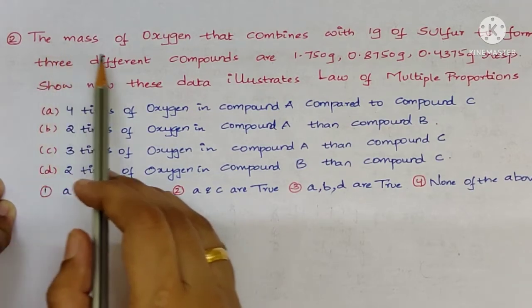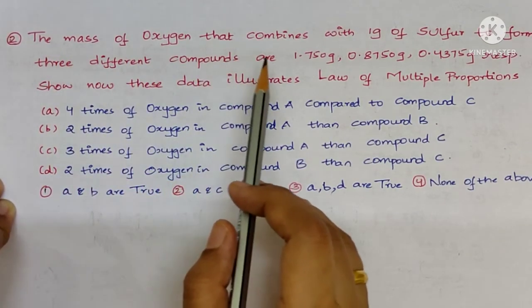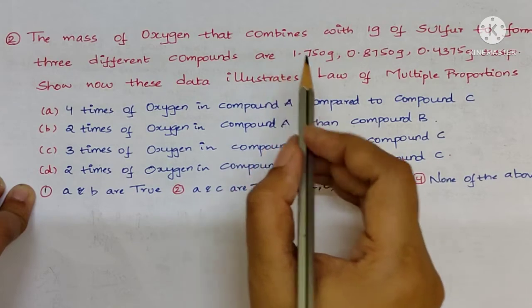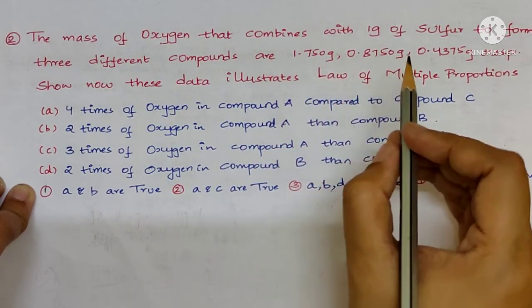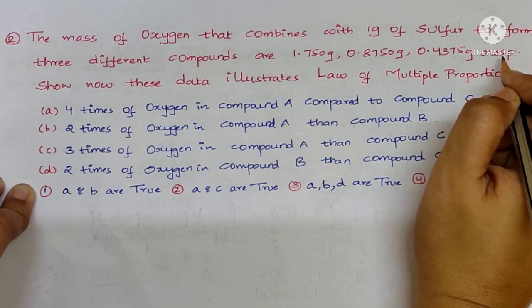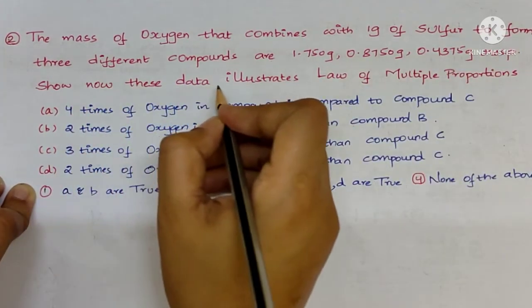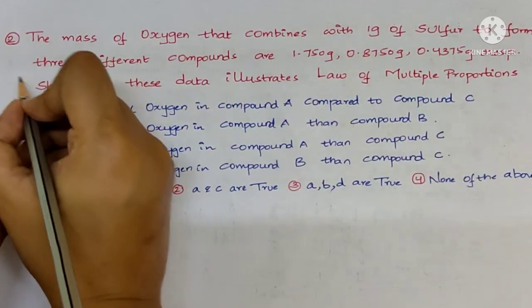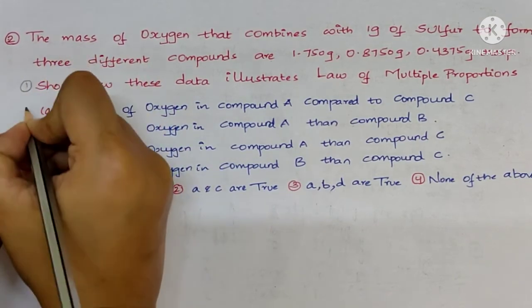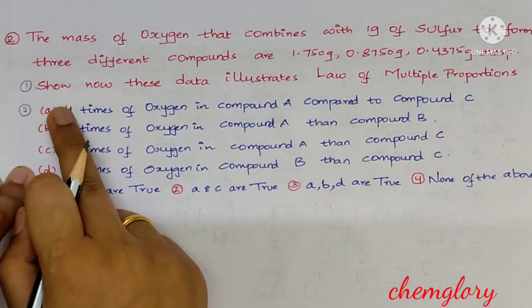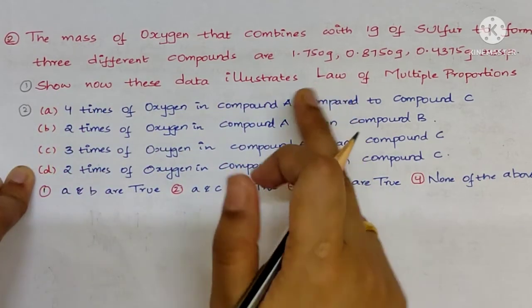Second example: the masses of oxygen that combine with 1 gram of sulfur to form 3 different compounds are 1.750 grams, 0.8750 grams, 0.4375 grams respectively. Show that this data illustrates the law of multiple proportions. This is the first question, and this multiple choice is the second question. Okay, first let us solve the first question.